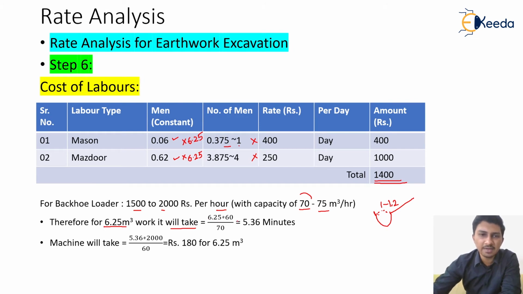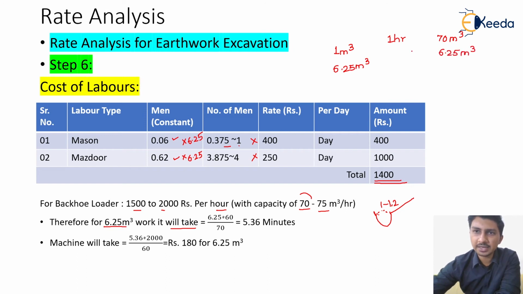That is 6.25 into 1 hour. 1 hour I have converted into 60 divided by 70. So just to understand this in detail, to complete the 6.25 meter cube of work, how much time is it going to take? So let us talk about our quantity calculation only. What we know is that in 1 hour, this has a capacity of completing 70 meter cube of work. Now to complete 6.25 meter cube of work, how much time is it going to take?